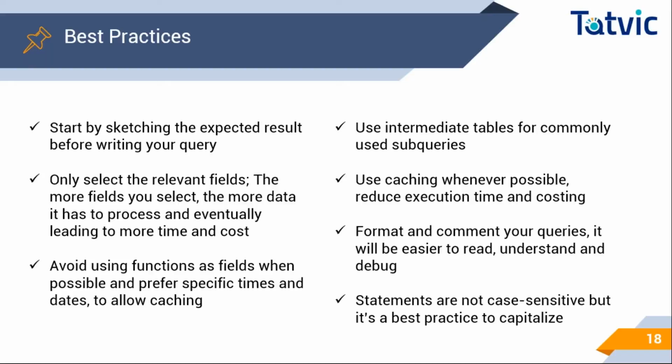Then at times we have a tendency of selecting multiple fields. Let's say I just want 3 to 4 fields, but I'll just select 10 to 15 fields just like that. There's no harm in it, but there is a harm in it, wherein the more fields you select, the more data it has to process, and the more data BigQuery has to process, there'll be an impact on your costing as well as the time it consumes for processing.